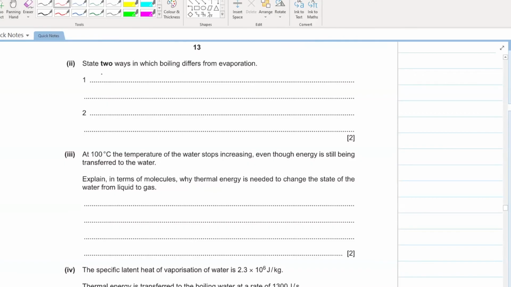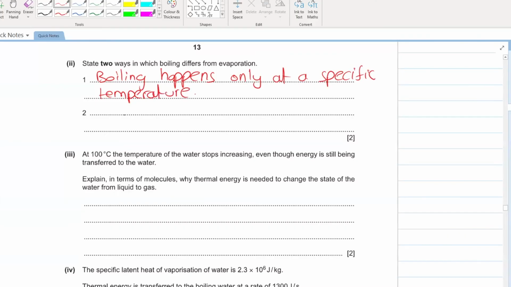First of all, you can write boiling happens only at a specific temperature. Perfect. What will you write about evaporation next? You will say evaporation happens only at the surface.